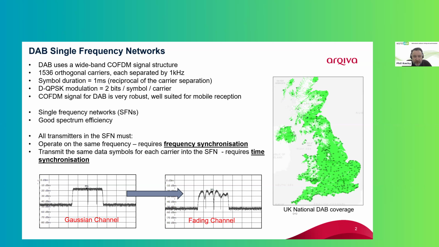But to work on the same frequency, we need to adhere to some pretty strict limits. If we don't adhere to frequency synchronization, and at 200 megahertz we need about 0.1 parts per million, which is about plus or minus 10 hertz, that can lead to inter-carrier interference. But we also need to time the network so that we transmit those symbols from each of the transmitters at the same time, because if we don't, that can lead to inter-symbol interference. And if the timing of the network isn't carefully controlled, we can really degrade the performance of the SFN. Next slide, please.